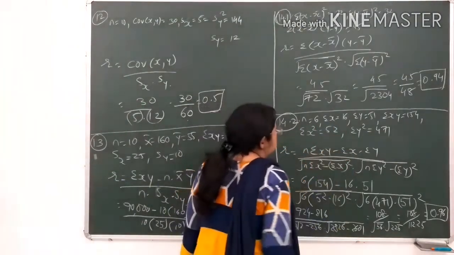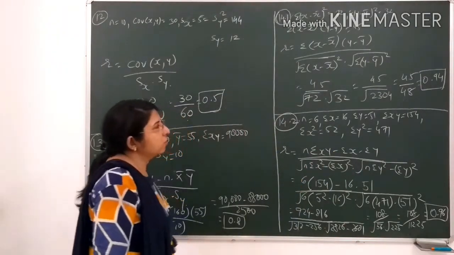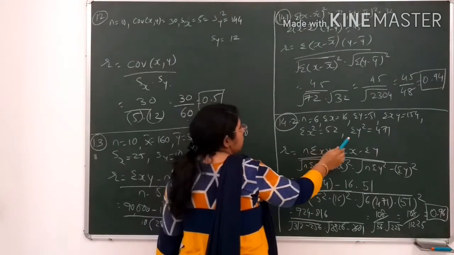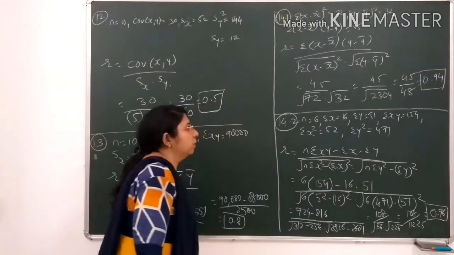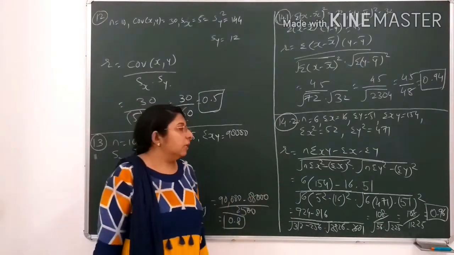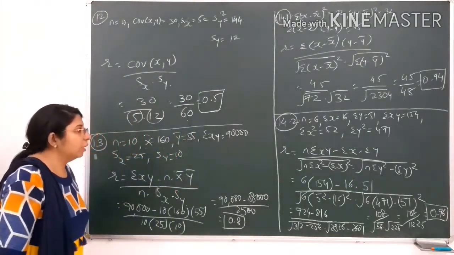Now 14.2, in which also the data has been given to you, that is n is equal to 6, sigma x is equal to 16, sigma y 51, sigma xy that is 154, sigma x squared that is 52, sigma y squared that is 471. Easily you can make out from the data which formula you have to utilize. That is the main basic formula we are utilizing.